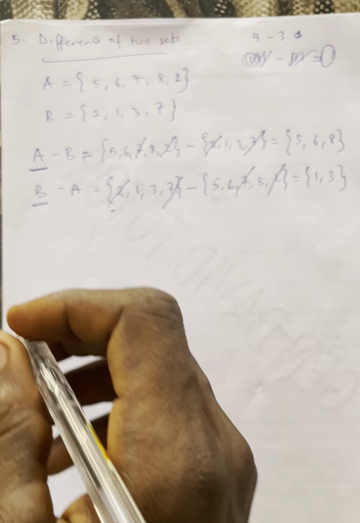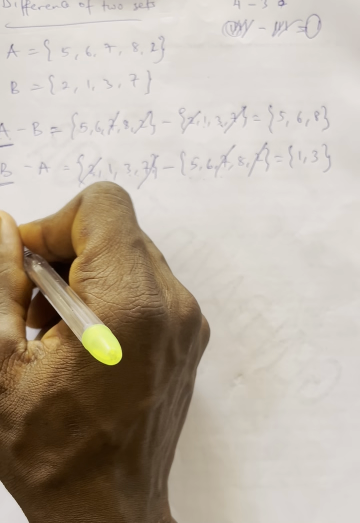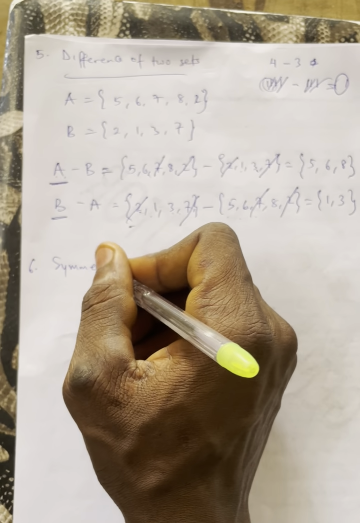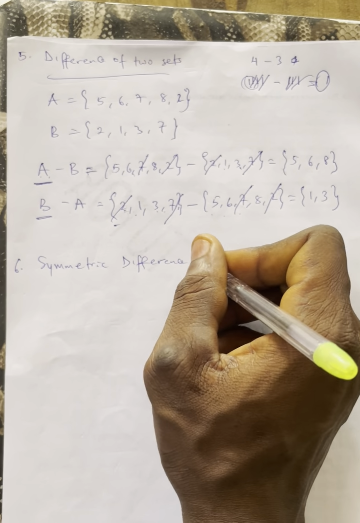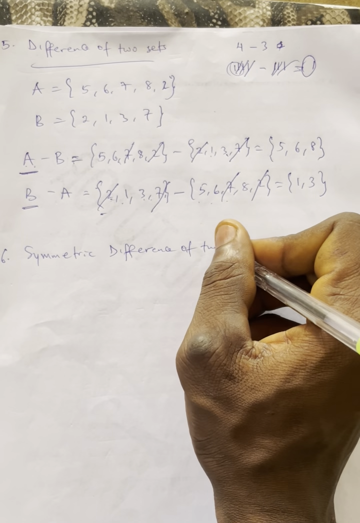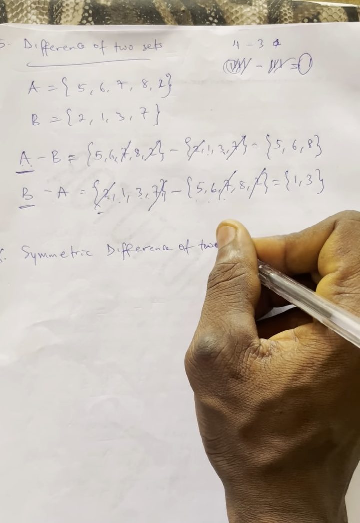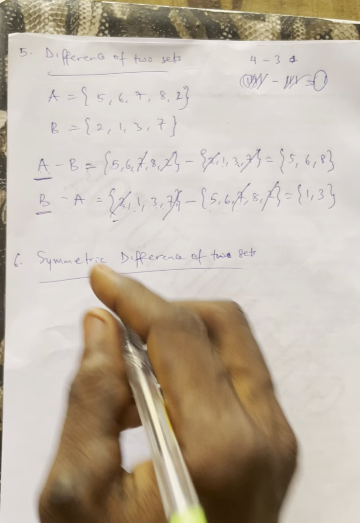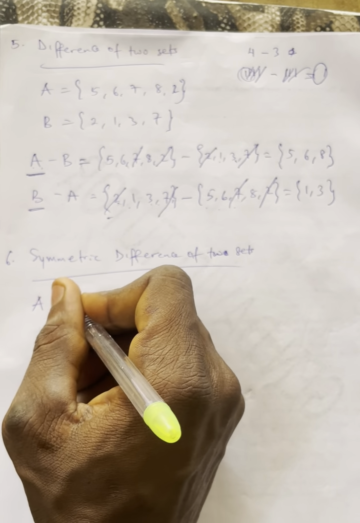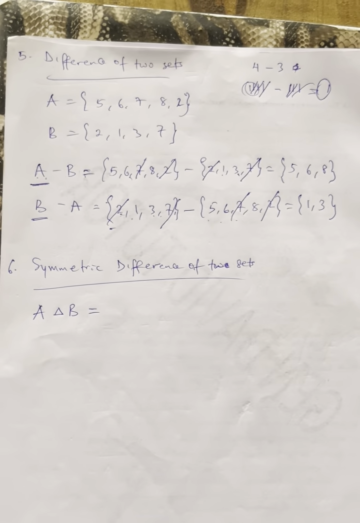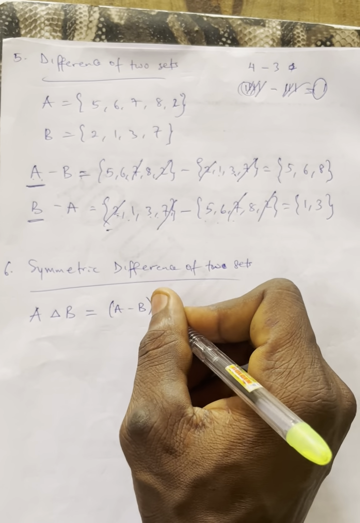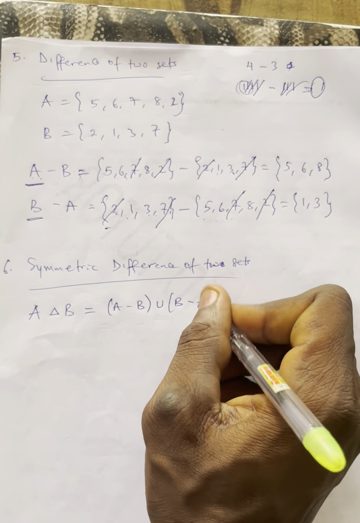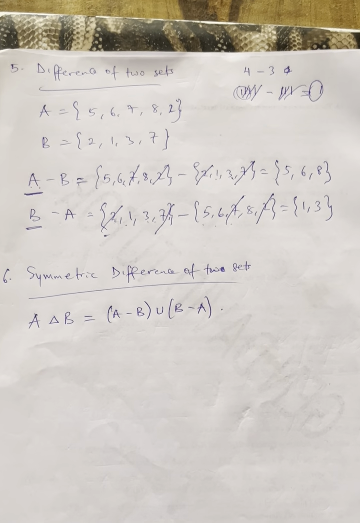Now next one, number 6. We talk about the symmetric difference of two sets. Now the symmetric difference of two sets has a formula. If you say A symmetric B, this is the symbol. A symmetric B has a formula which is A minus B, then union B minus A. A minus B union B minus A.